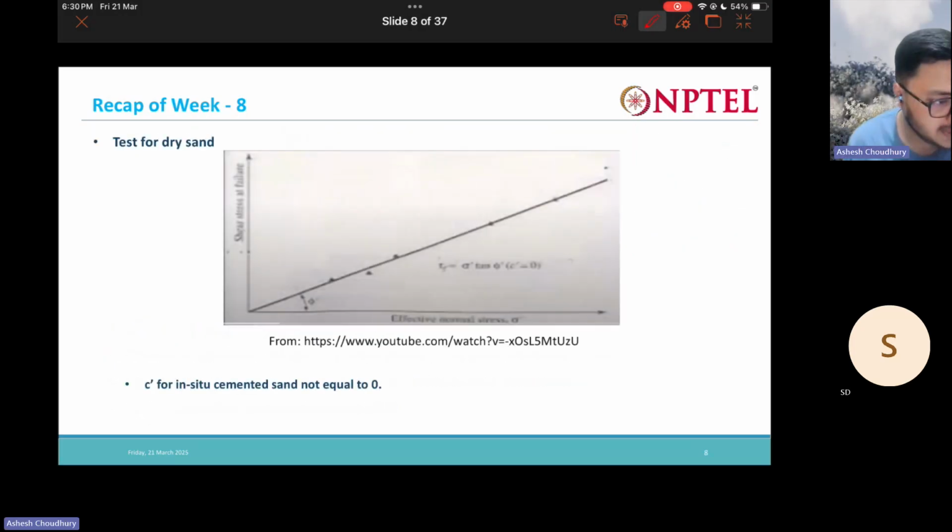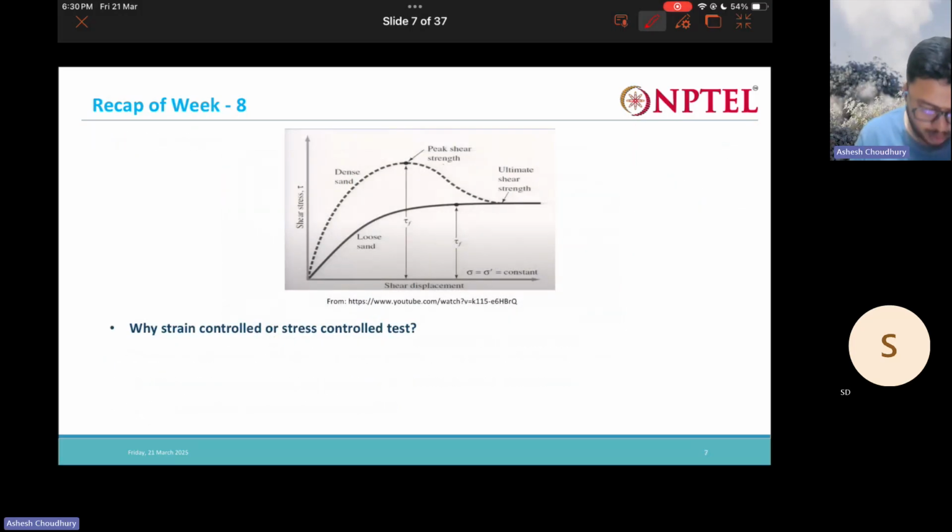Okay, so as I said, you can have a curve that is like this or a curve that is like this. So when you plot one test, say for normal stress 1, you will get a curve like this. If you have a dense sand, then you will get a curve something like this, a dotted line. Or if you have loose sand, you will get a curve like this.